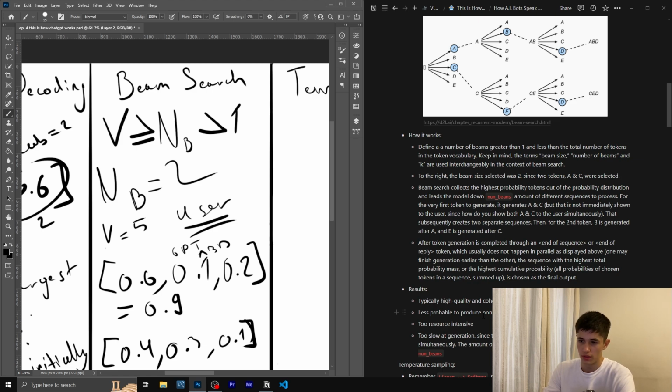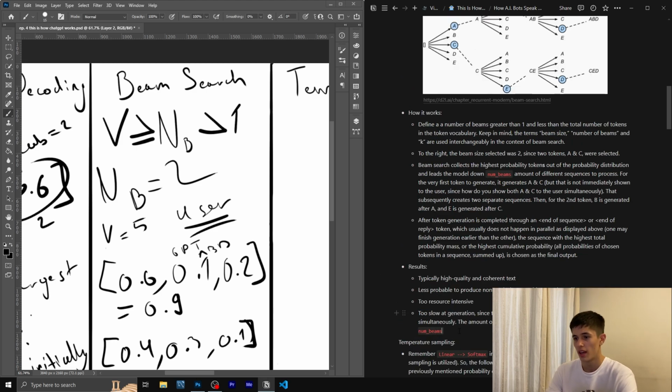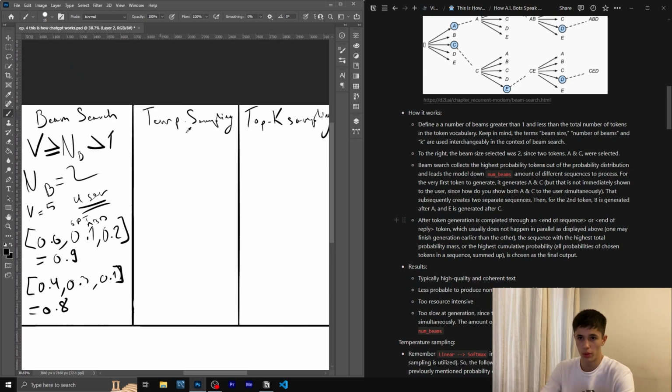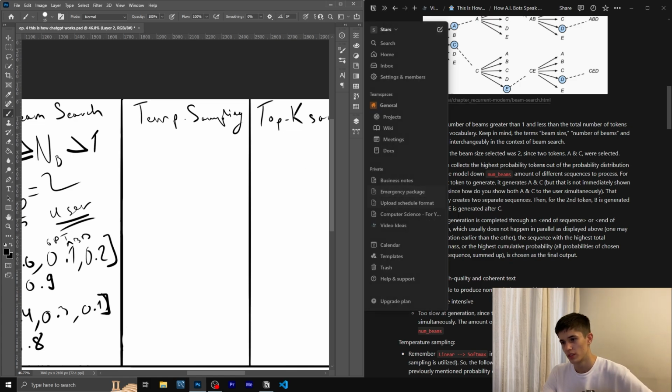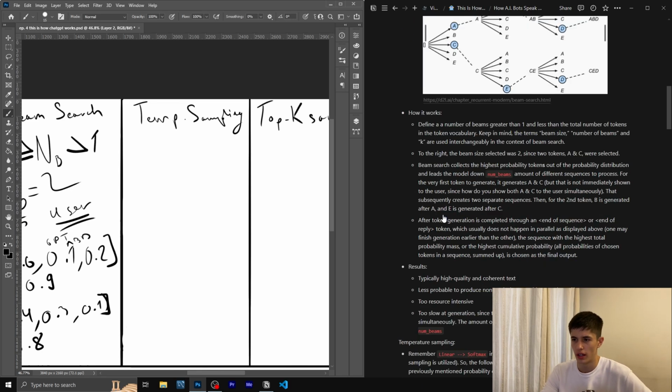But it's too resource intensive and too slow at generation, since the model has to process multiple different sequences simultaneously. The amount of sequences processed simultaneously equals batch size times number of beams, and that's a lot. So for instance, GPT-3 had a batch size of 3.2 million, then times the beams, which is like 3 or 5 or whatever you want to set it at. Let's say it's 2. 6.4 million sequences processed in parallel. That's very computationally intensive, and the model will probably not be able to generate properly. So it's not worth it, at least in my opinion. Beam search is kind of archaic nowadays.